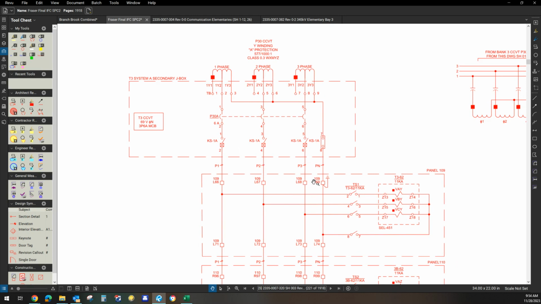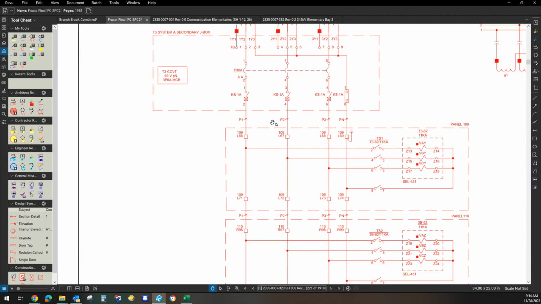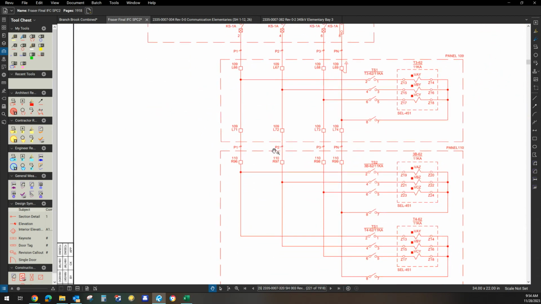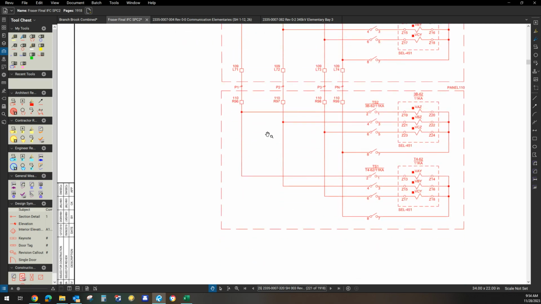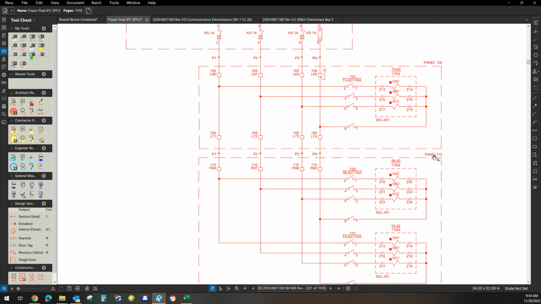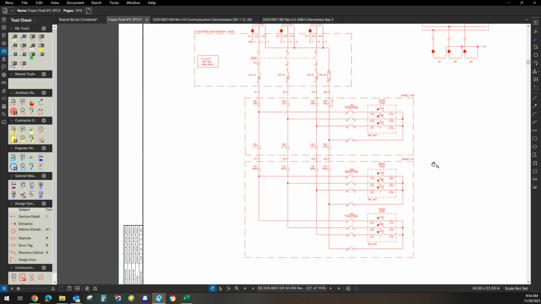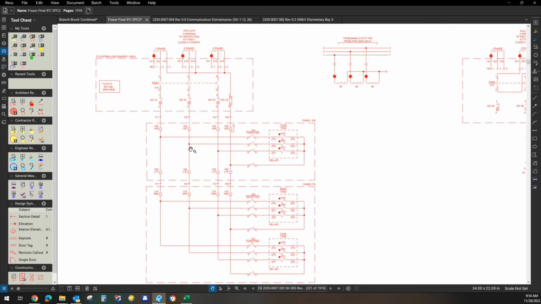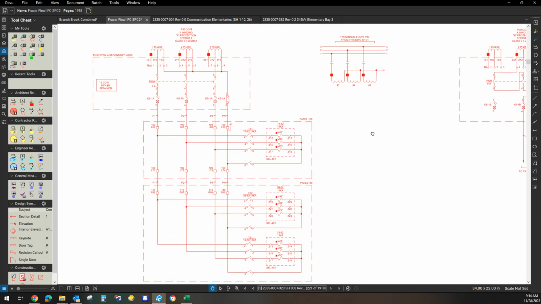I have A, B, C, and neutral leaving the CCVTs, and A, B, C, and neutral going into and out of the relay. And this voltage continues. The next parallel path is this relay. And then the next parallel path is this relay. You notice this is in panel 110, and this is in panel 109. So that is a PT circuit or a CCVT circuit.